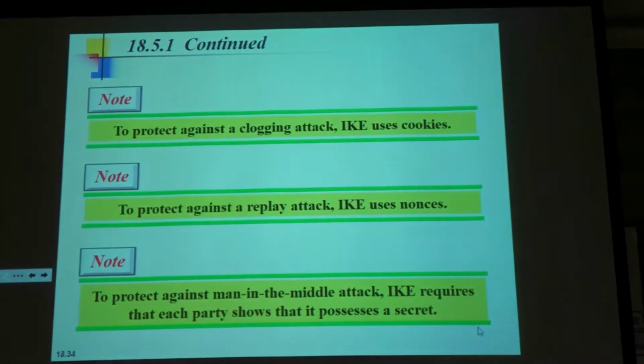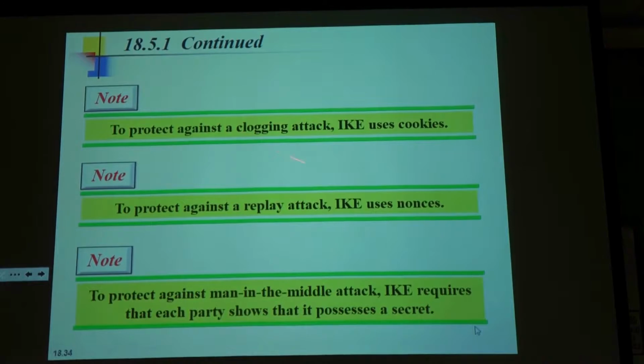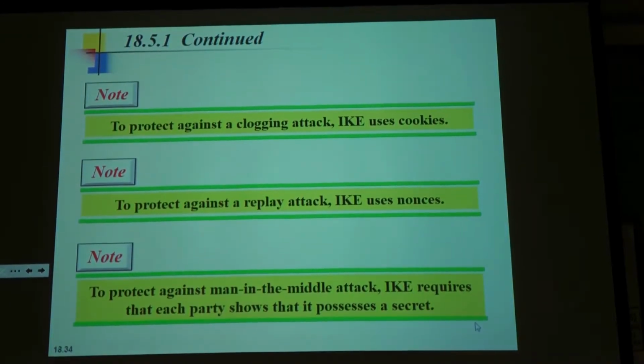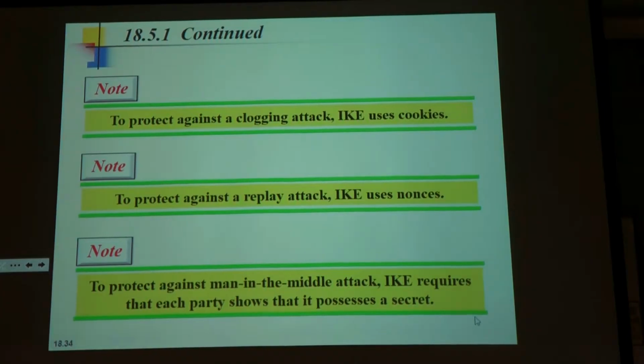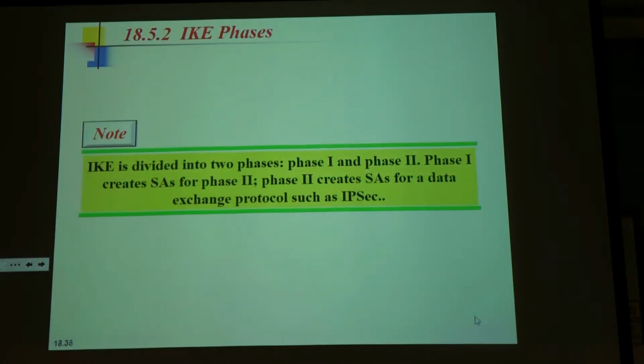All right. So to protect against a clogging attack, what's a clogging attack? Like a denial of service attack. IKE uses cookies. To protect against replay attack, IKE uses nonce. What is a nonce? A value, like a time nonce or whatever. To protect against man in the middle attack, IKE requires that each party shows that it possesses a secret.